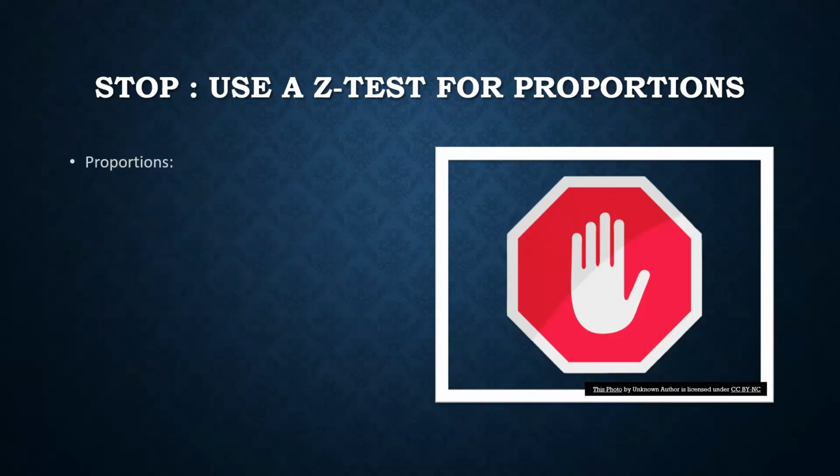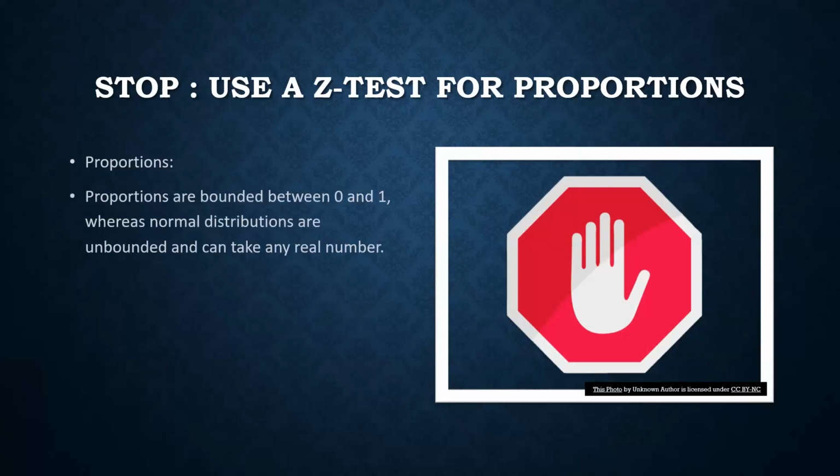Now, when it comes to a proportion, the proportion is bounded between 0 and 1, right? Because we're talking about out of 100, so out of 100%, right? So the difference between a proportion and a normal distribution is that the normal distribution can vary from negative infinity to positive infinity. Now, if you talk about using the z-test for proportion, that certainly is possible. And it's possible because of the central limit theorem.